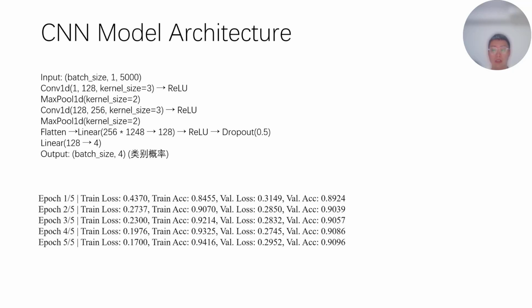After convolution and pooling, the output flattens into a one-dimensional vector. This part is the fully connected layer. The input dimension is 256 multiplied by 1248, and the output dimension is 128, and dropout is used to prevent overfitting. And finally, the output is 4, which represents the 4 categories.